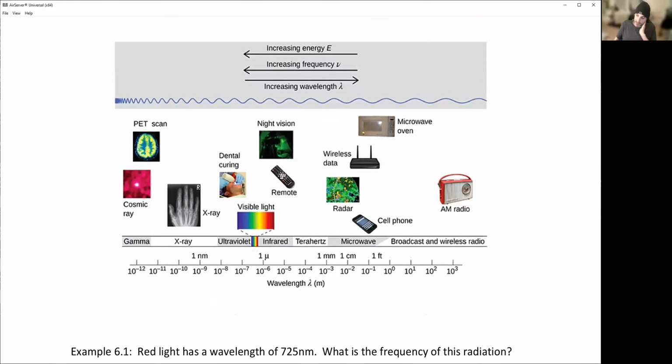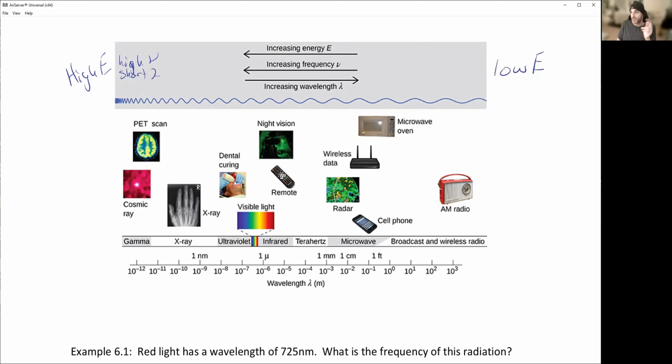So how is energy involved? Well, it turns out that the short wavelengths, high frequency, this is going to be considered a high energy. So anything that has high frequency, short wavelength, those are going to be very high energy. And the opposite, these are low energy.